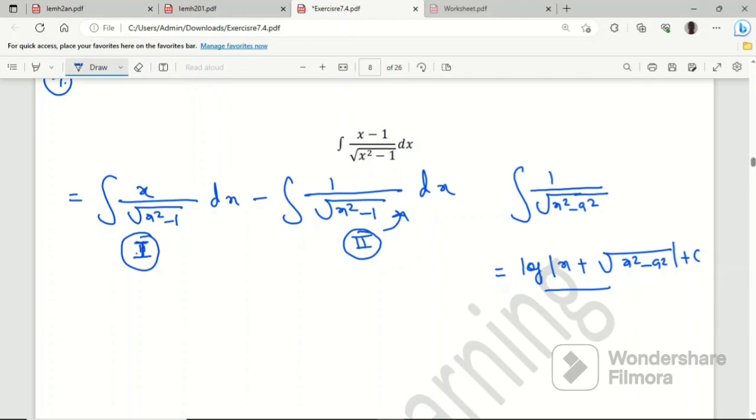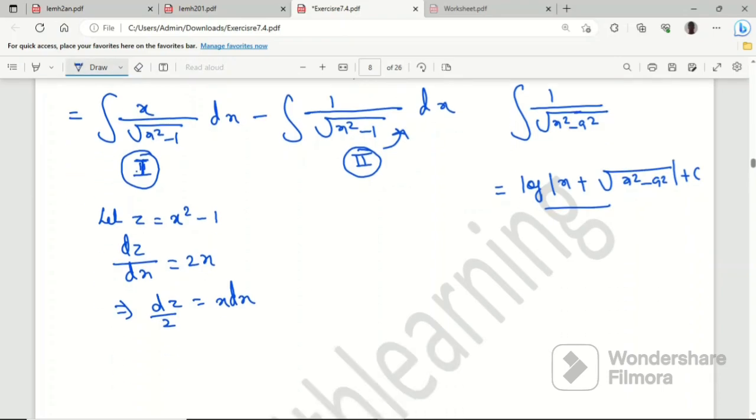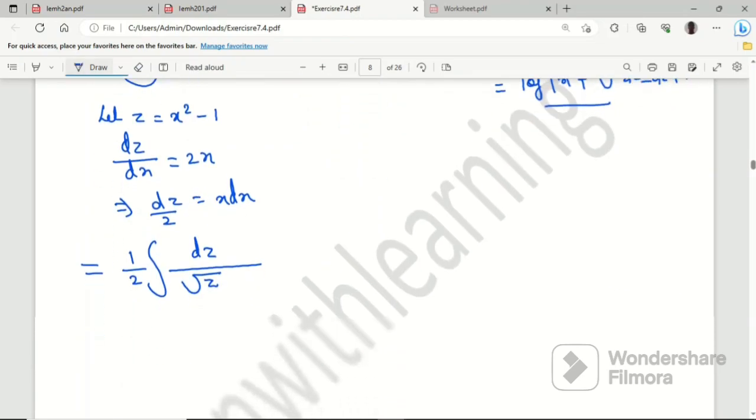What we can do, we can substitute, let z equal to x square minus 1. So what will it give me? The differentiation of z with respect to x will give me 2x. But I need here only x. Obviously, we can throw this 2 outside of the integration. So I'll write dz equal to x dx. So now I can substitute x dx as integration dz upon, I can send the 2 outside. So it will give me under root z. So now you can integrate this part also easily.